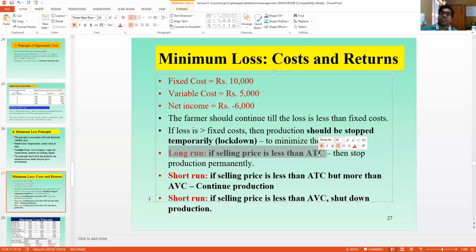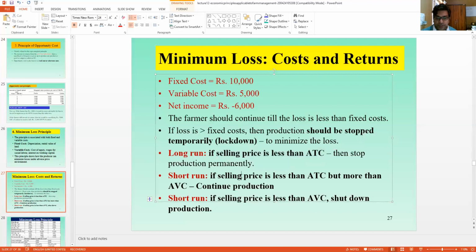He can continue his production in the long run. But in the long run, if the selling price which the farmer receives is less than ATC, then he has to stop the production permanently. There is no meaning in continuing farming if the selling price per unit happens to be less than ATC.